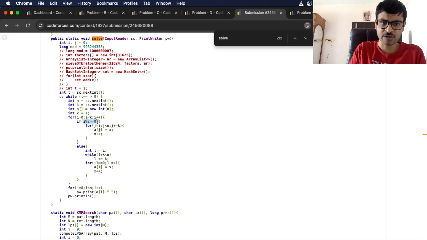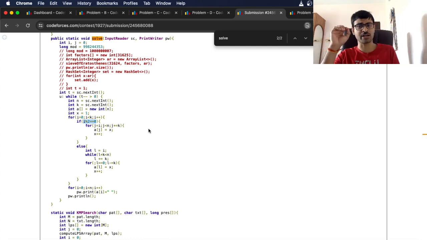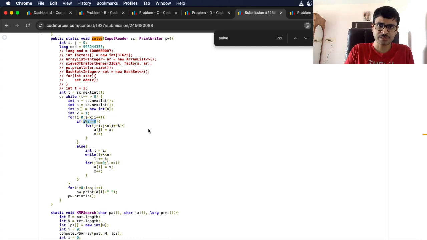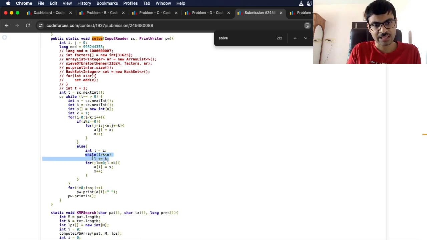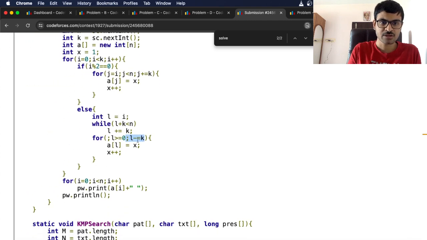So I'm saying, if you are at 0 or 2 or 4, basically if you are at an even index at the beginning, choose plus 1. You're in the plus 1 category. So as you move ahead, keep on placing x, which is going to increase by 1. I've started x from 1. And if you are at an odd position, then fill from the rightmost point. L is basically the rightmost point now, and I'm starting from there and coming back up to 0. So I'm gradually decreasing by k, coming back over here. L equals x, x plus plus.